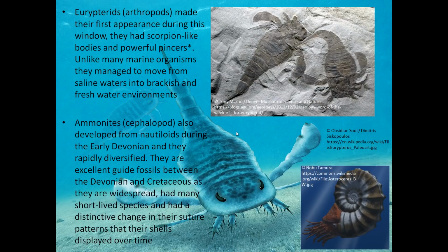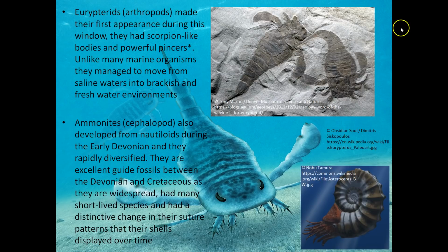So one of the more interesting organisms that really establishes itself in the Silurian into the Devonian is the Eurypterids, and they're an arthropod. They made their first appearance during this window, and they have this very distinct scorpion-like body. You can see their body is very broad, it's segmented, and it tapers off into a tail that ends in a pointy structure. Hence the fact they're sometimes referred to as sea scorpions.